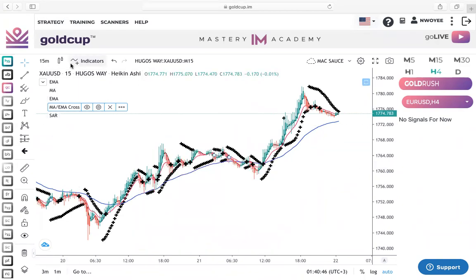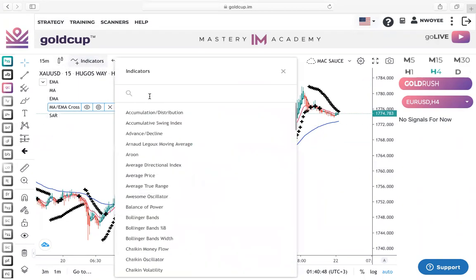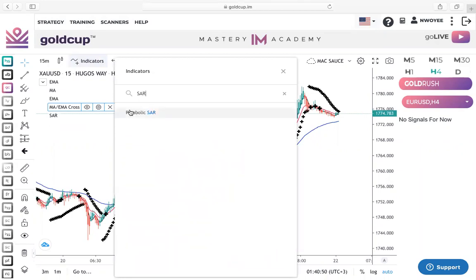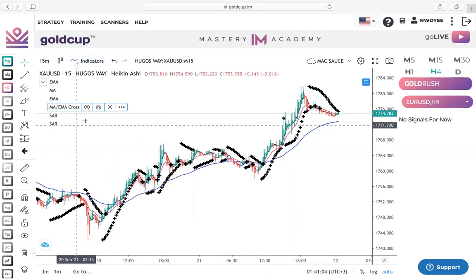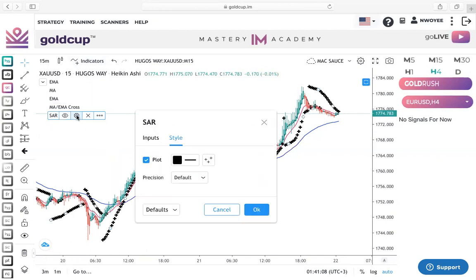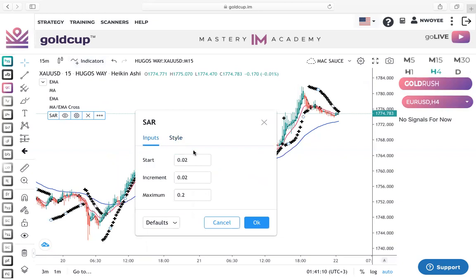Now, the last one we're gonna add is something called a SAR, parabolic SAR, PSAR or SAR, whatever you wanna put, but parabolic SAR, that's the next indicator. Parabolic SAR, you click on it. Now you go to settings. Now, cool thing about this, the input, you don't have to do nothing with it. The way it is, leave it the same way. Do not mess with it. You don't need to do anything with it.